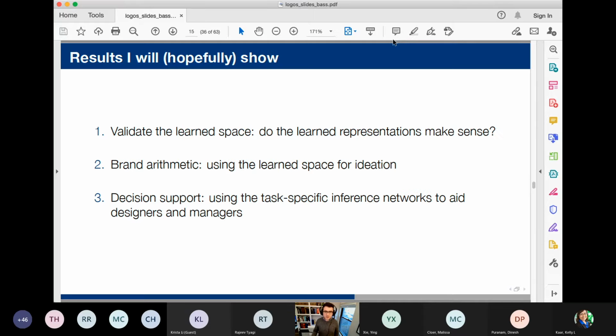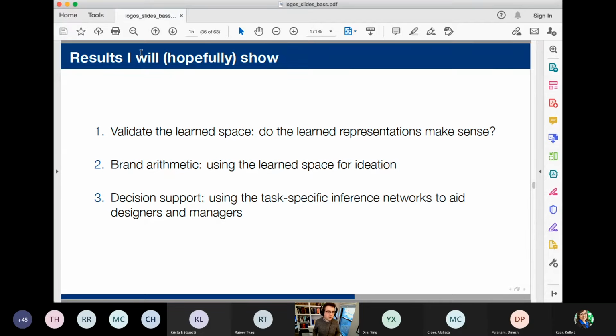What I will show you, and again, cognizant of the fact that I have only a few minutes left, I'll first briefly show you just what this latent space is actually learning. Then I'll talk about how we can use those learned representations for ideation. And then I'll go through two quick examples about how this can be used for decision support, which, as I said, is what I view as the big contribution of this framework.